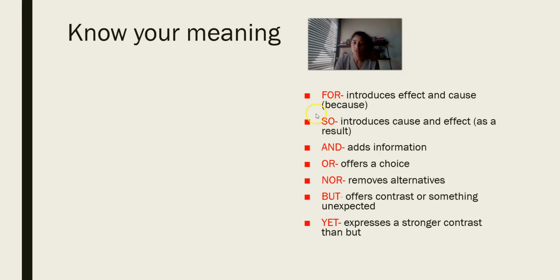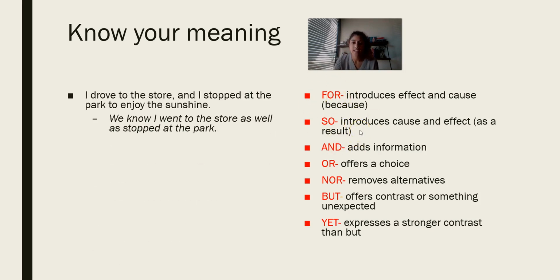On the other hand, if you use "so," it's cause and then effect: I did not study, so I failed the test. Make sure you are using those appropriately. "And" adds information, "or" offers a choice, and "nor" removes alternatives. If you say you can choose between this or that, it implies to the reader that they get to pick one. But if you say it cannot be this nor that, then you're telling the reader it's neither of those things, but it could be all the other stuff.